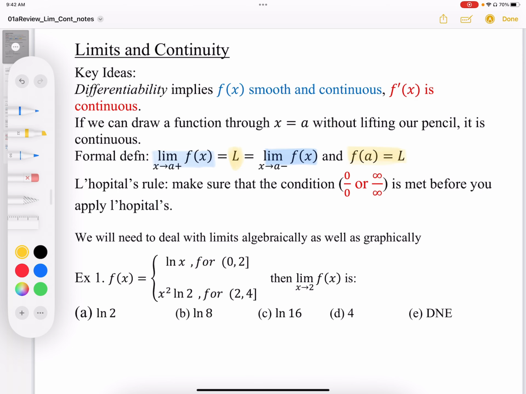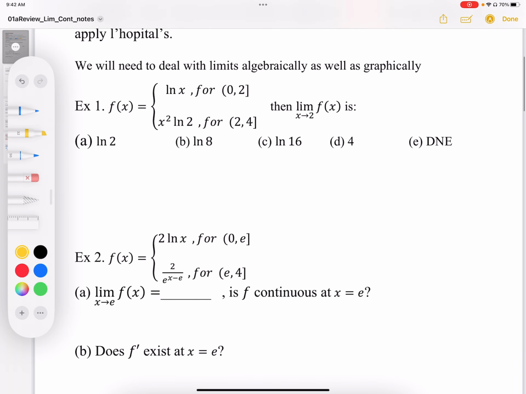Doing our examples here, looking at example 1, we have a piecewise function. For piecewise functions, we have to check for continuity at the point where it transitions from one part of the graph to the other. Here the left part of the graph, from 0 to 2, is defined by log x, and the right part, from 2 to the right, is defined as x squared log 2. We want to see what's happening when the two-sided limit goes to f of x. Does it go to the same point from the left and right side?